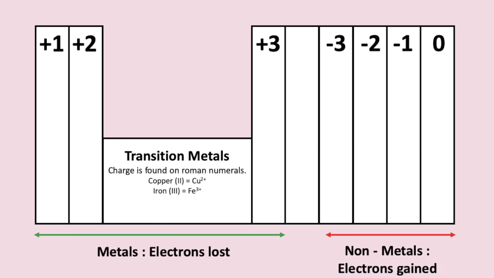On the other side, elements in group 6 of the periodic table find it easier to gain 2 electrons to get to a full shell than lose 6. Therefore, they have a 2- charge. Metals always have a positive charge and non-metals have a negative charge. We can find the charge of a transition metal by looking at their Roman numerals.